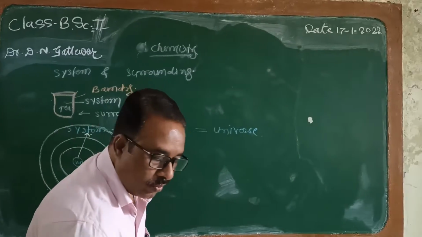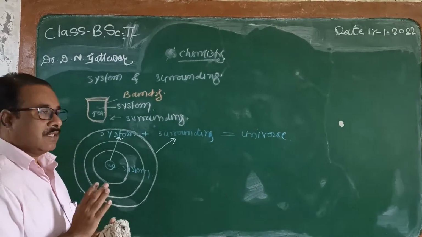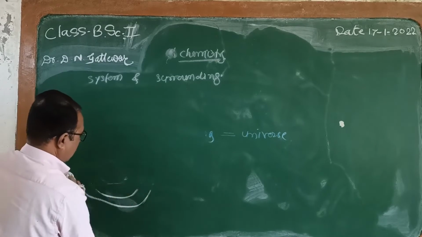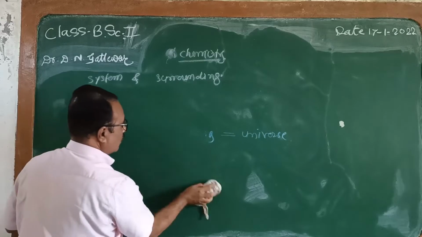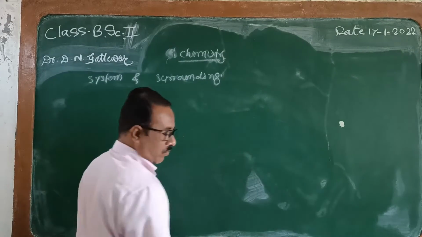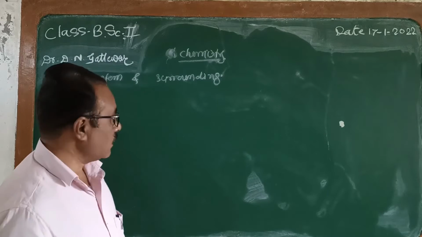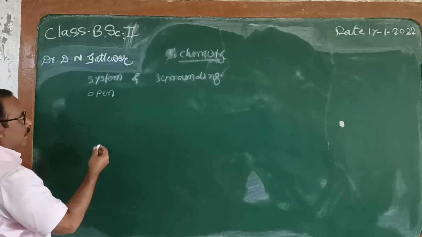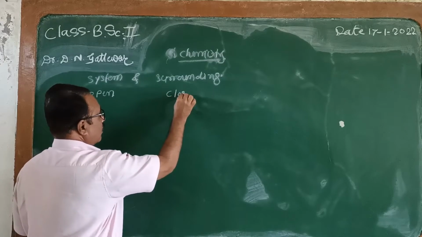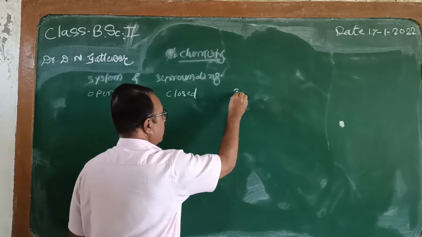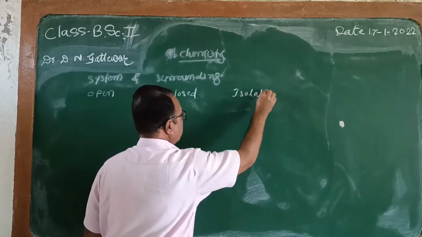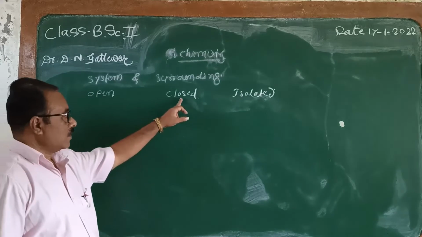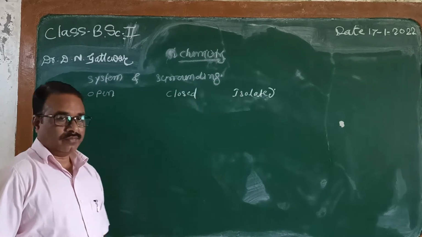Now we are going to learn the types of system here. First is the open system, second is the closed system, and third is the isolated system. So these are the types of system: open system, closed system, and isolated system.